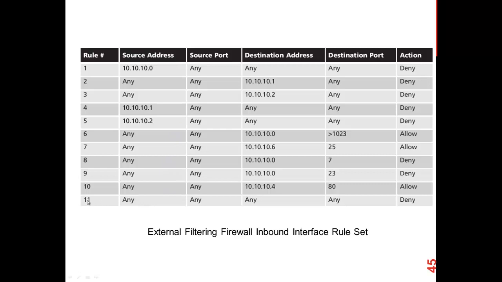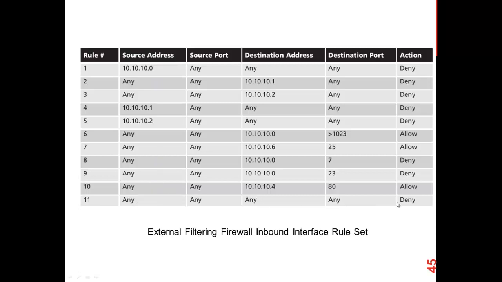But I want to draw your attention to the last rule. The last rule is absolutely important because this is the catch-all rule. The last rule on your firewall table should be any source address, any source port, looking for any destination address on any destination port, we deny. What that basically says is, if I don't have a rule for it, I'm going to deny it. If I haven't written a specific rule for a specific type of transaction or communication, then it is going to be denied.